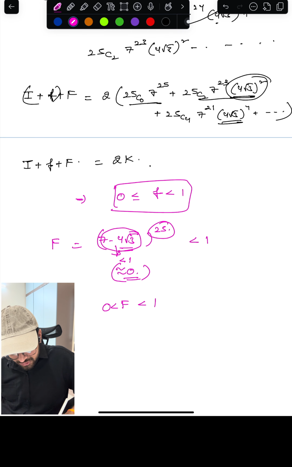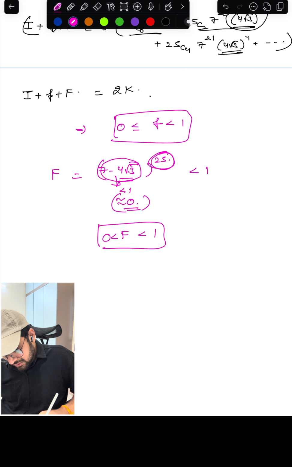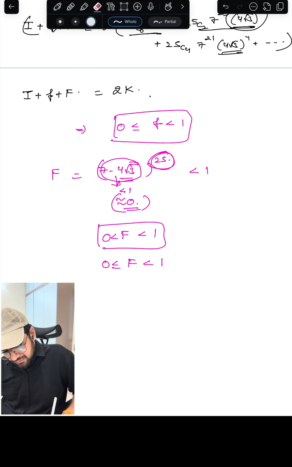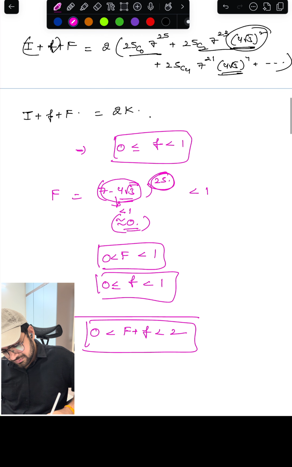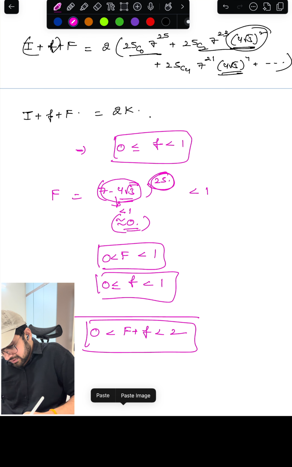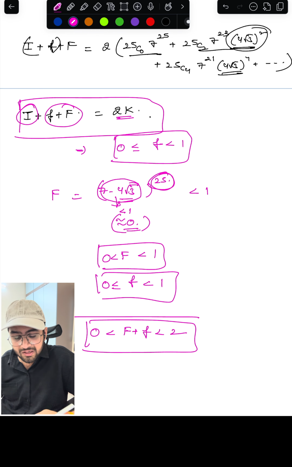And it is always positive because the inside value is positive and it has an exponent, right? So capital F is between 0 and 1, and small f is between 0 and 1. Now if I sum them up, what I will be getting is 0 less than capital F plus small f less than 2, right? Now from this equation, I is an integer and plus f you are getting an integer, an even integer.